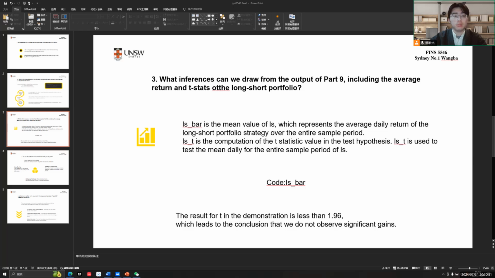The result in the demo is less than 1.96, so we cannot reject the null hypothesis, which suggests that we do not observe a significant gain. That is why the strategy may have some fluctuation over the sample period. These fluctuations are not enough to prove that the strategy is significantly profitable. In this case, it may be necessary to further optimize the strategy or adjust the parameters to obtain better results.